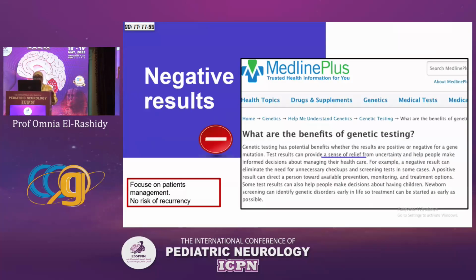What are the benefits of genetic testing if it's negative? Relief: relief of the family, relief of the patient, no genetic cause. It's not a definite no, it's maybe, but mostly there is no genetic cause. So you can have another baby safely, but it's best to do the trio test: mother, father, and the baby. This is the best way to get a negative test.